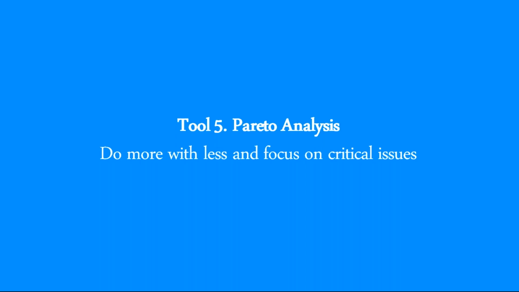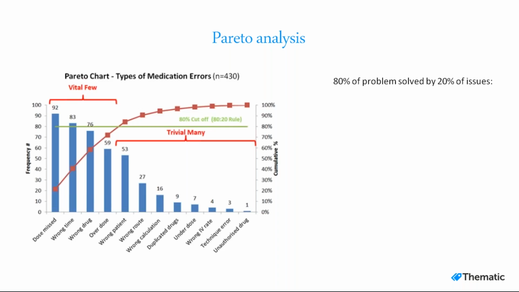Thank you. The fifth tool, the final one, is Pareto Analysis, and that will help you to do more with less and to focus on critical issues. So the whole principle of Pareto is that 80% of something is caused by 20% of something. So if we were to tackle the 20% of the issues, we would actually see 80% gain. So that is a pretty good equation.